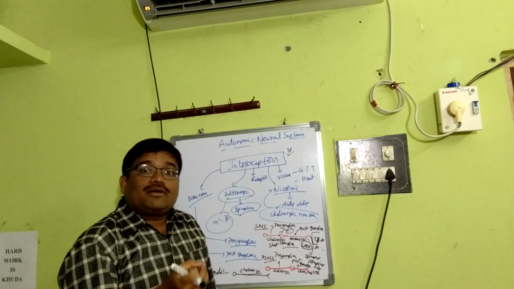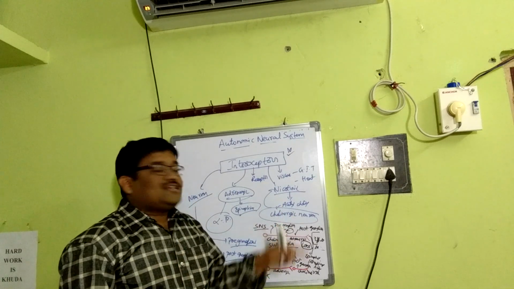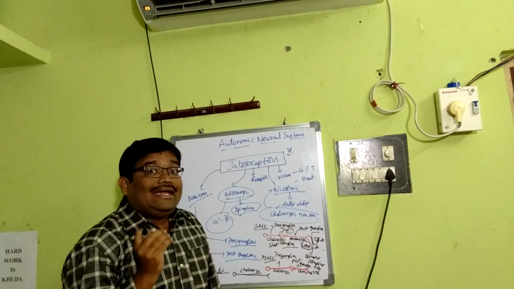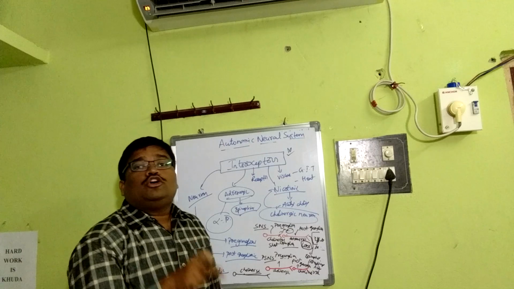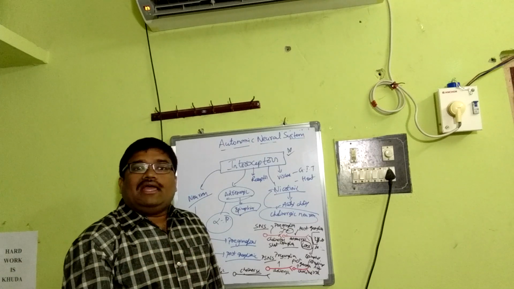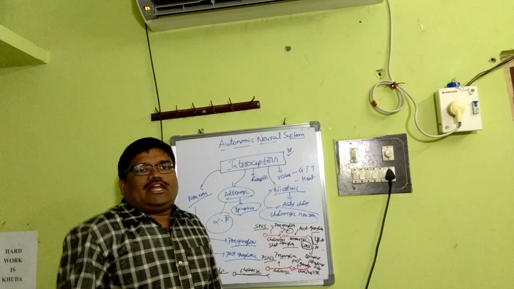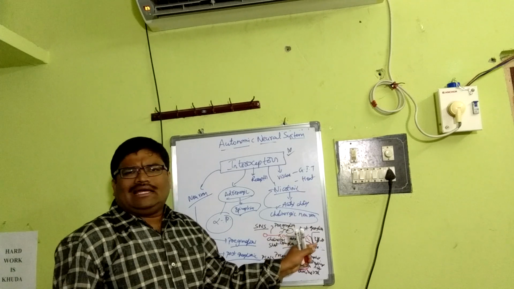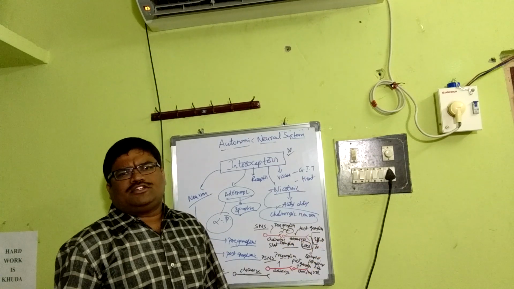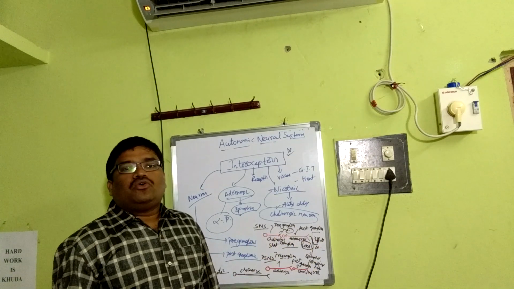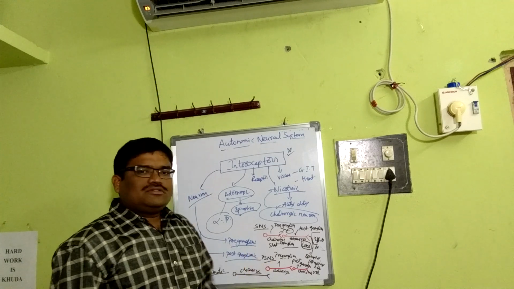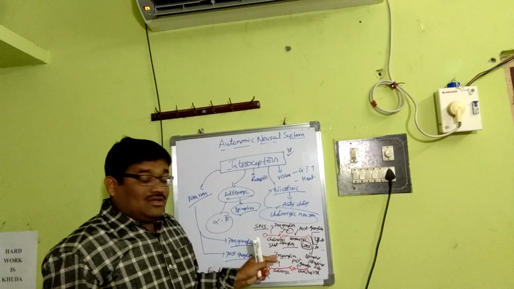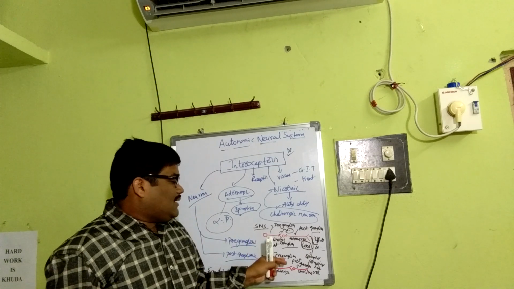And they're cholinergic because they release acetylcholine. Whereas in case of postganglion, they are adrenergic because they release epinephrine through circulation and norepinephrine through neural connection. So they are adrenergic. The receptors are alpha beta adrenergic receptors. Here nicotinic receptors.